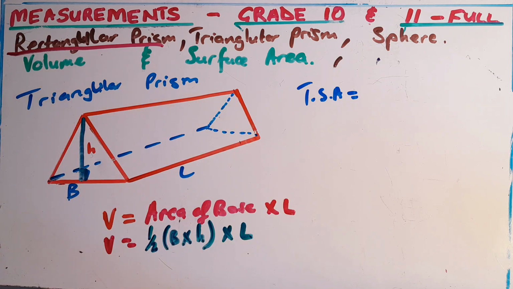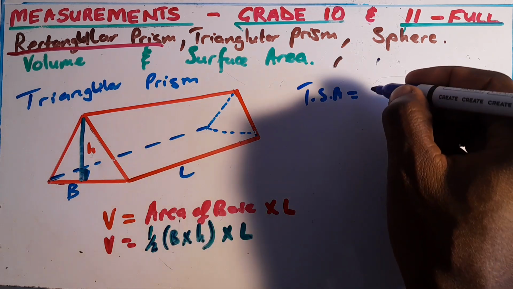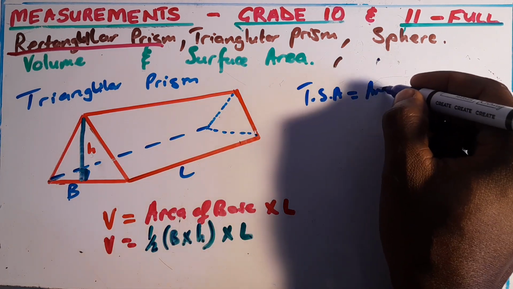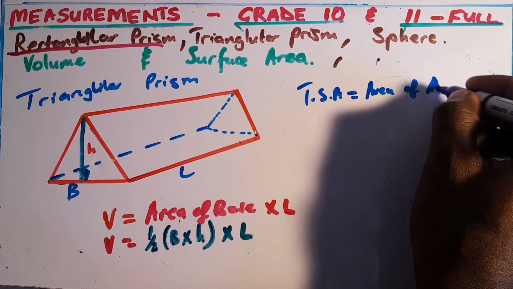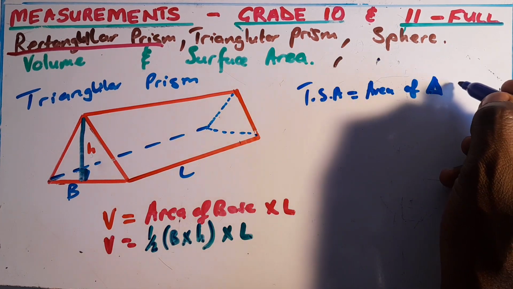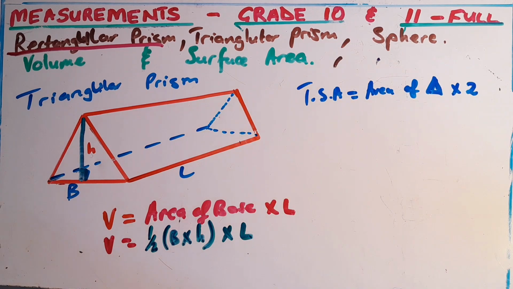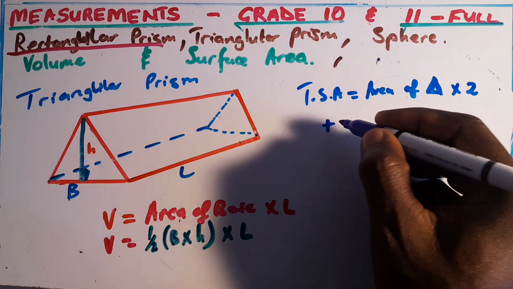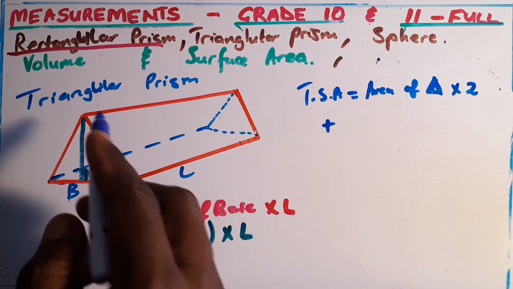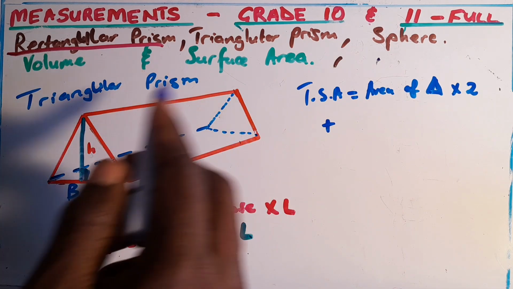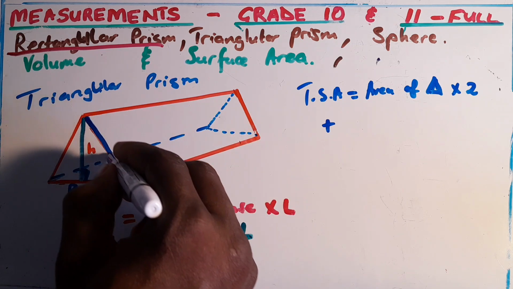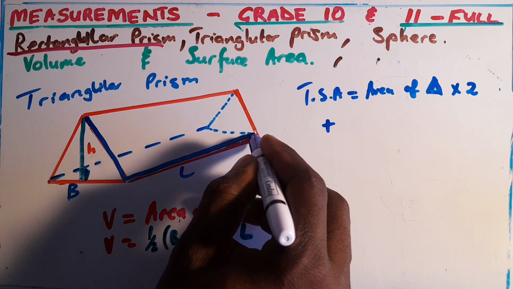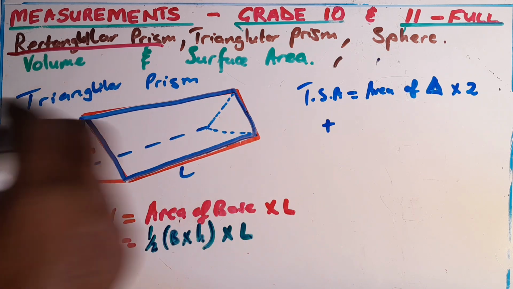So to find the total surface area of this, let's say this is the area of a triangle. How many are there? There are 2. So it is 2 times the area of the triangle, plus, if you can check here, this shape and the shape on that side. This shape that is facing me here, let me just show it like this. Can you see that?